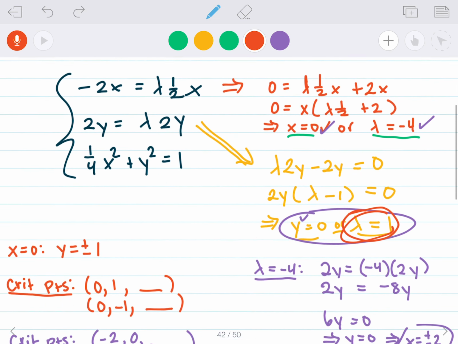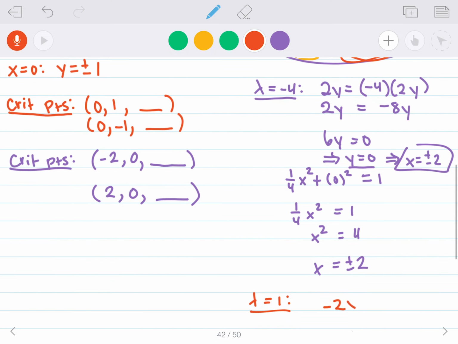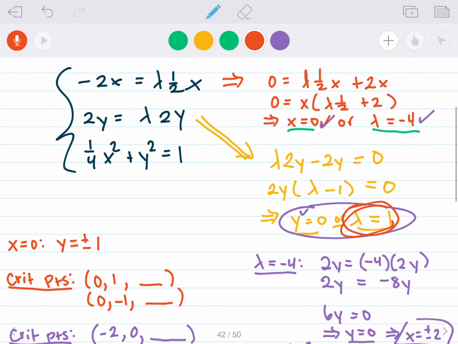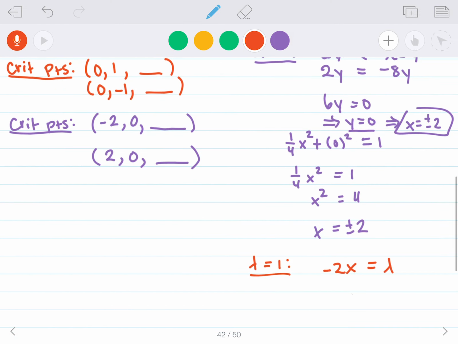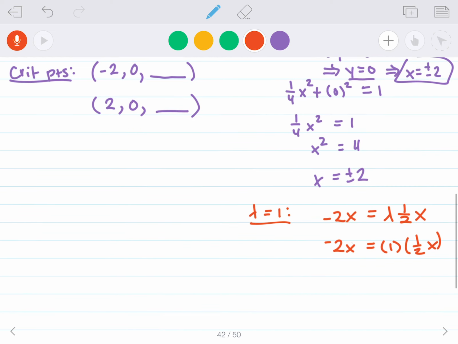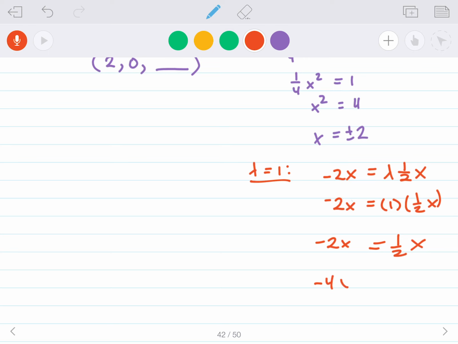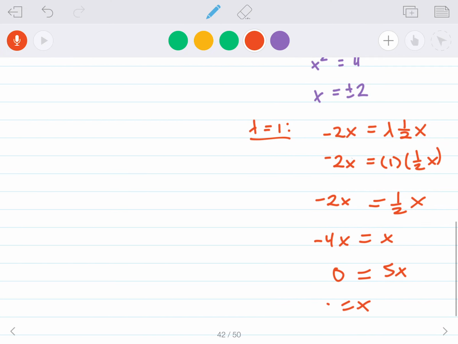Lambda equals 1. We have negative 2x equals lambda 1/2 x. And I'm going to plug in 1 for lambda. So I have negative 2x is equal to 1/2 x. Multiplying both sides by 2, I get negative 4x equals x. Adding 4x to both sides, I get 0 equals 5x. And then dividing both sides, I get x equals 0.